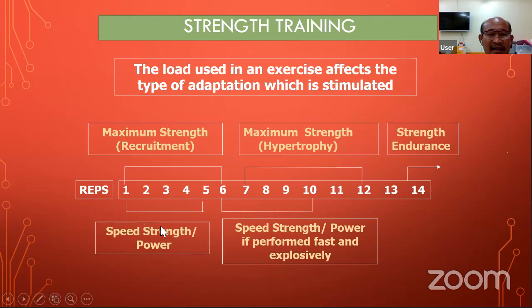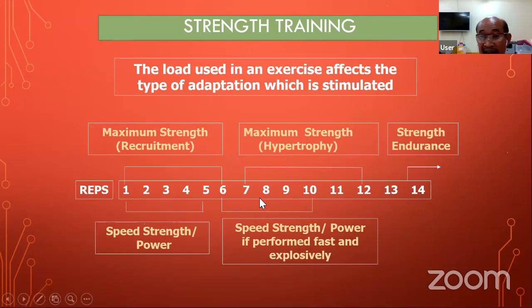Or if you want to do speed strength training, maybe you use 3 to 6 repetitions, but you lift as fast as you can at very high weight. Then you gain speed strength and power. Or if you want to gain hypertrophy, you do 7 to 12 repetitions at 70 to a maximum of 80%, and you do slow eccentric, slow concentric contraction. Then your athlete gains maximum strength at hypertrophy, meaning the muscle is getting bigger.